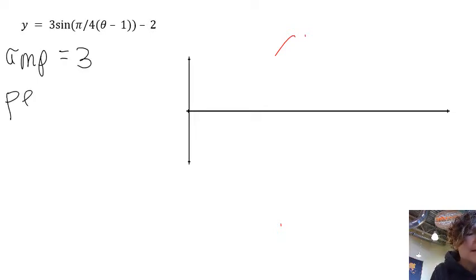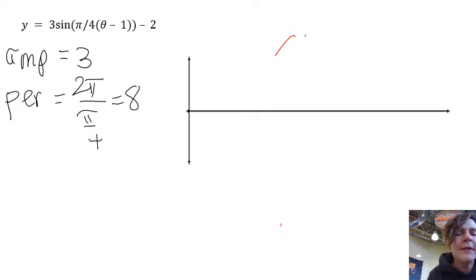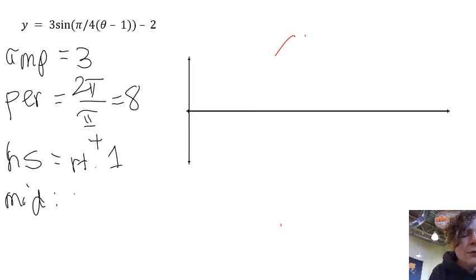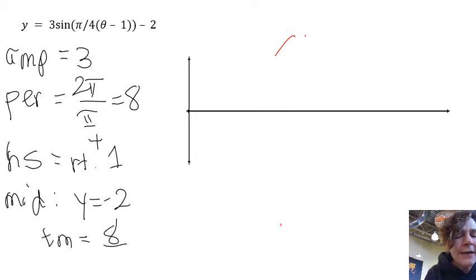My period is 2 pi divided by my b value, so divided by pi over 4. I just did that. It's going to make my period 8. My horizontal shift is right 1. And my vertical shift, or midline, my new midline, is y equals -2. And then I'm going to add one more thing to my analysis here, and I'm going to think about how far apart my tick marks will be. So my tick mark placement is always my period divided by 4. So my tick marks are going to be 2 units apart.